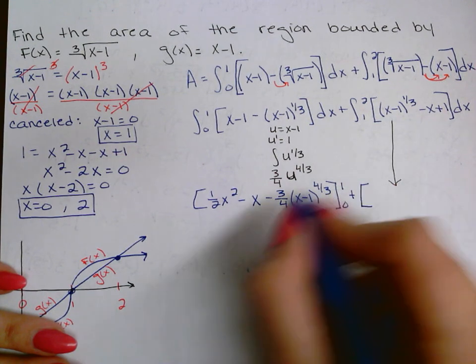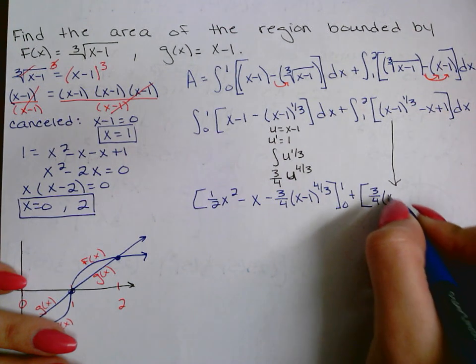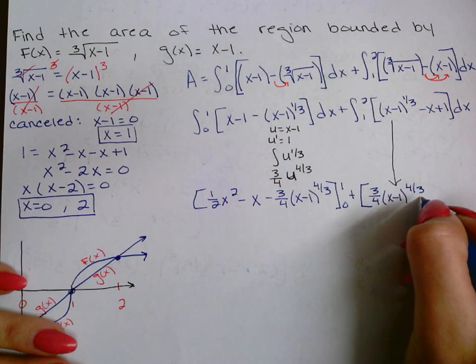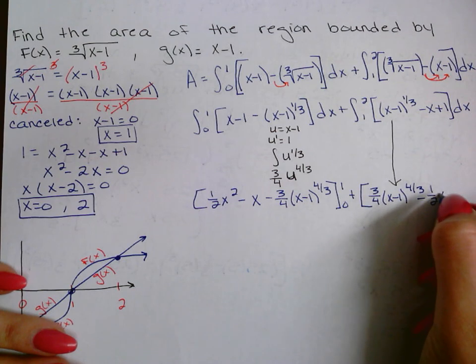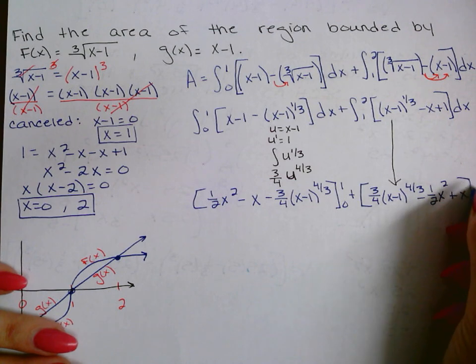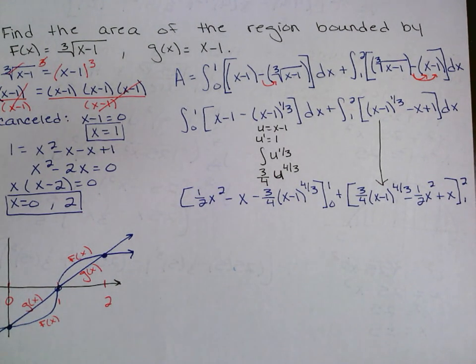Plus, my first one is the same as this one. 3 over 4, plug my u back in. And then minus half x squared. And plus x. And this one goes from 1 to 2. Let's scoot over a little bit. Last part is our f of b minus f of a.